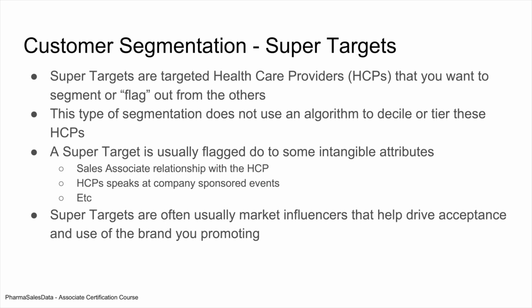This type of segmentation does not use an algorithm to decile or tier these HCPs. Super targets are usually flagged due to some intangible attributes, like if a sales associate has a relationship with the HCP, or if the HCP speaks at company-sponsored events. You'll basically flag these doctors in your CRM, your customer relationship management solution, so you let your sales associate know, hey, this is a very, very influential writer.